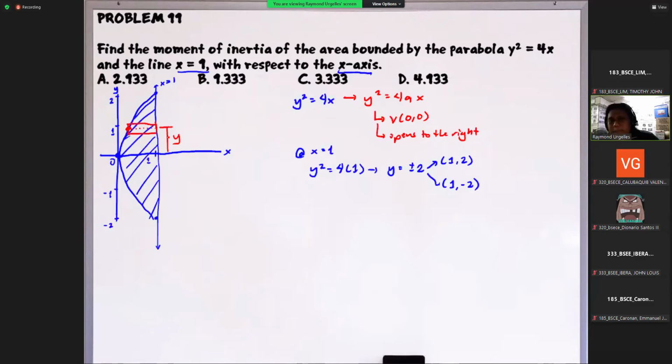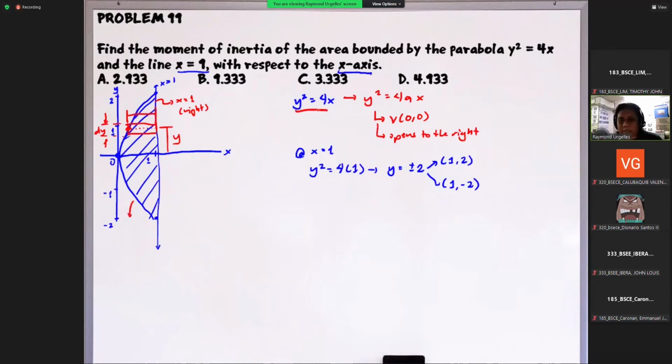So dito sa problem na 'to, ang pinakamagandang gamitin ay horizontal strip, no? Okay? So the thickness, as you can see, is along the vertical. So kaya ibig sabihin this is dy. And para sa length naman na to, 'di ba? So remember, the right boundary is this one. That is x is equal to 1. So this is the right boundary.